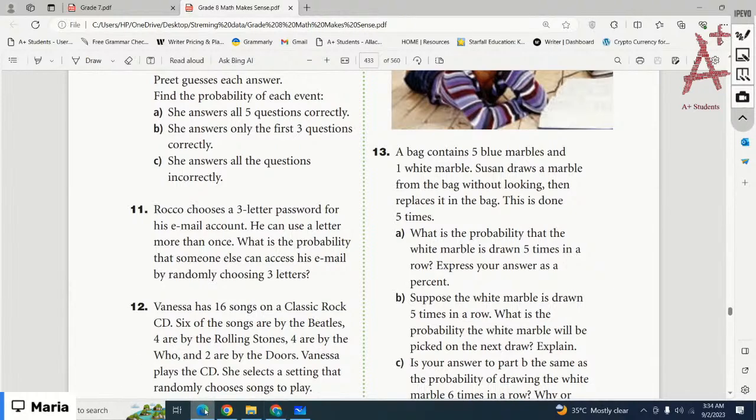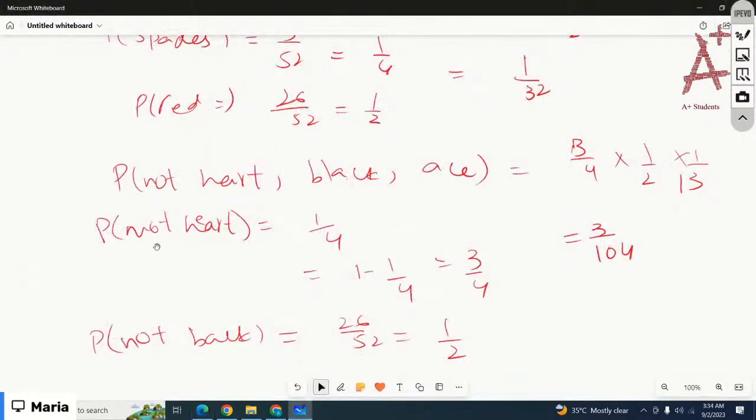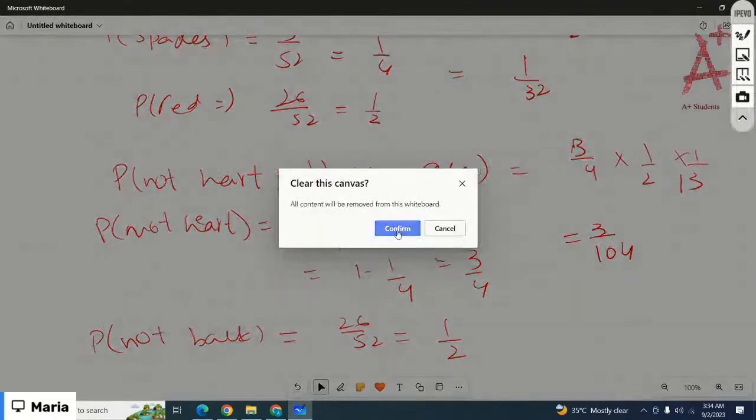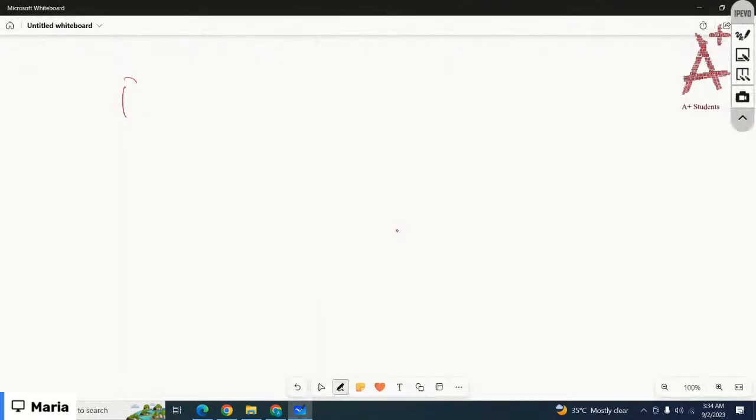So that means you have to select the probability of the 3 letters, right? X, Y, and Z. It would be the probability of X, Y, and Z. That means you have to calculate the probability of X, the probability of Y, and the probability of Z.